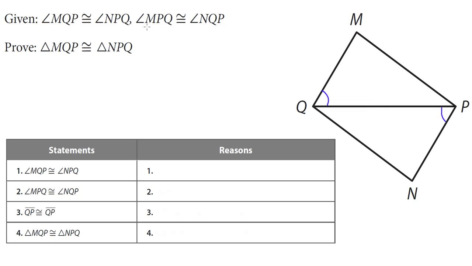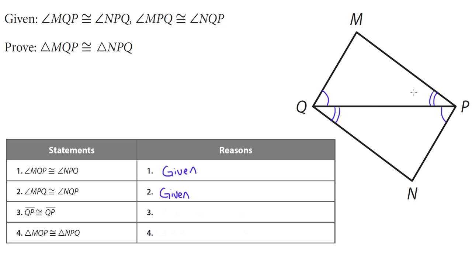Then we have angle MPQ is congruent to angle NQP. So MPQ is right here. I'm going to mark that with two arcs. And NQP is right here. I'm going to mark that with two arcs. And I can see that those two angles are congruent to each other. And so that's our given information. Angle MQP is congruent to angle NPQ, and that is given. Also, angle MPQ is congruent to angle NQP, and that's also given.